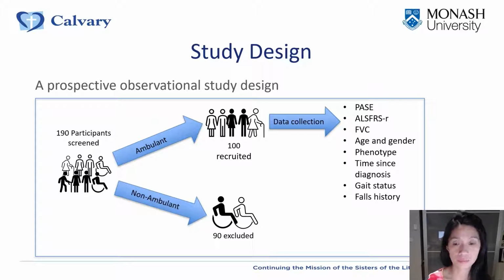These data include the PASE score, the ALSFRS, as this is a current gold standard in measuring physical function in people with MND, FVC to measure lung function, a bunch of demographic data such as age and gender, phenotype, and gait status, including the gait aid needed and the level of assistance, and fall history in the last 6 months. We also broke down the ALSFRS score into the sub scores to analyze the data.